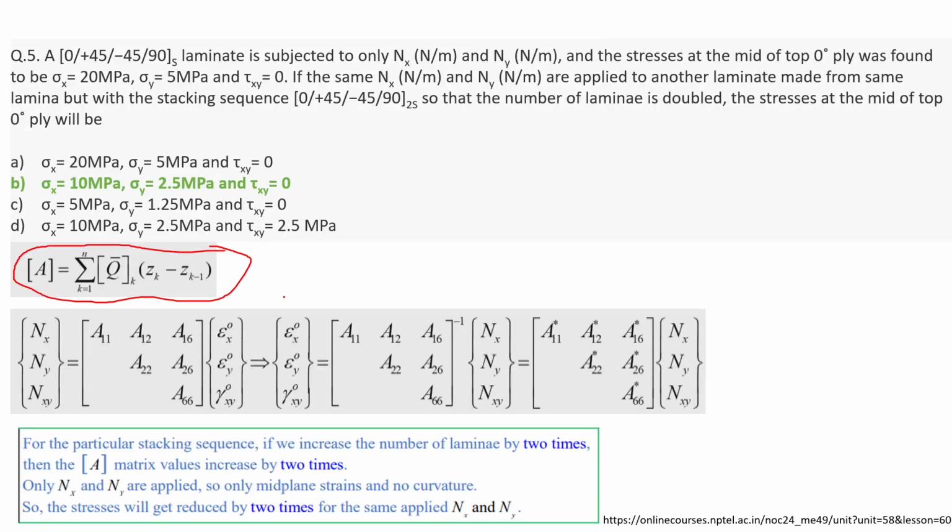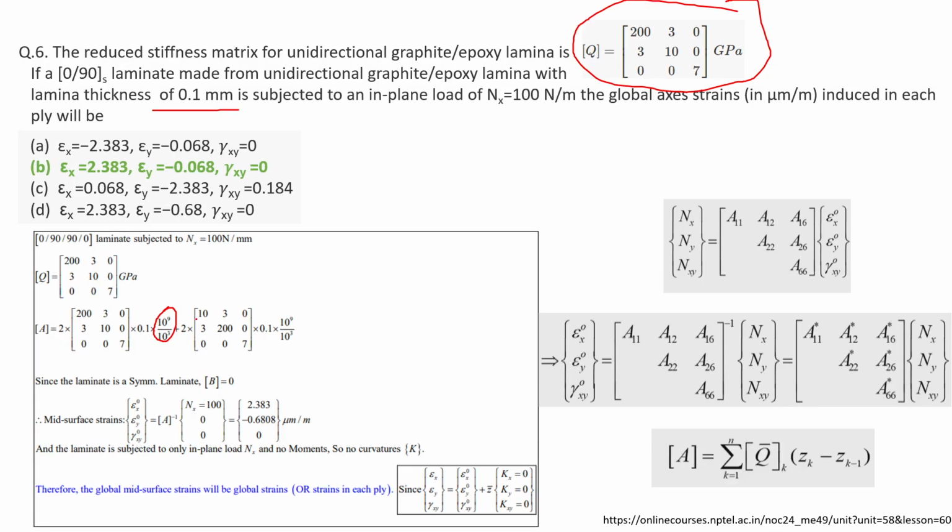Plus, because we need to do the summation of all the laminas, plus 2, because 90 degree laminas are also 2 of them. So 2 into the reduced stiffness matrix for the 90 degree lamina. For the 90 degree lamina, the reduced stiffness matrix will remain the same, only the Q11 and Q22 values will interchange. So in place of Q11 it will be 10, Q22 will be 200. So this is the reduced stiffness matrix for the 90 degree lamina. So 2 times the reduced stiffness matrix for the 90 degree lamina multiplied by the thickness of that lamina. From this summation you will get the A matrix.